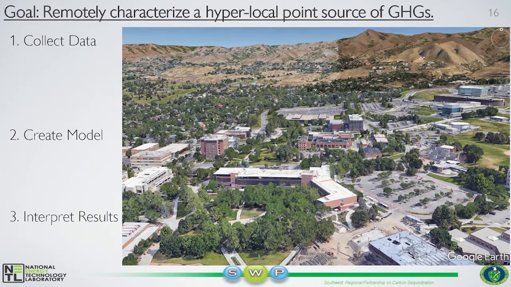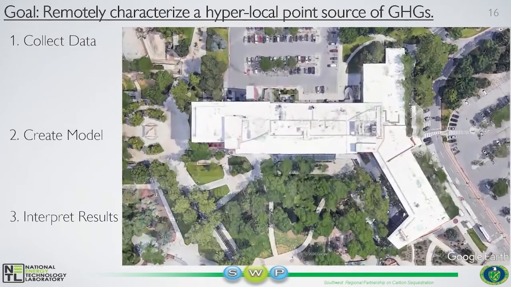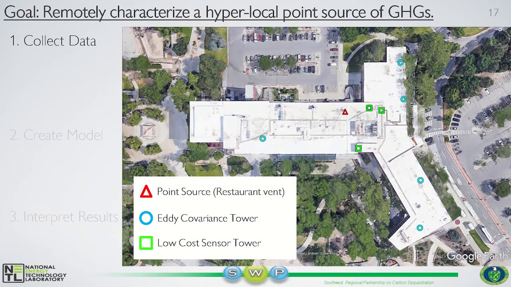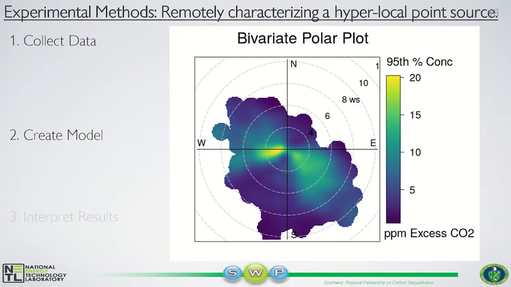Now, accomplishing this goal boils down to just 3 easy steps. First, we collect data from the point source and positions around it using different atmospheric monitoring instruments. Next, we create a model from the data. This helps us visualize the relationships between CO2 or methane concentration and wind speed and direction. Don't worry, I'll get more into the statistics. I'm sure that's why you all tuned in for a statistics lecture.